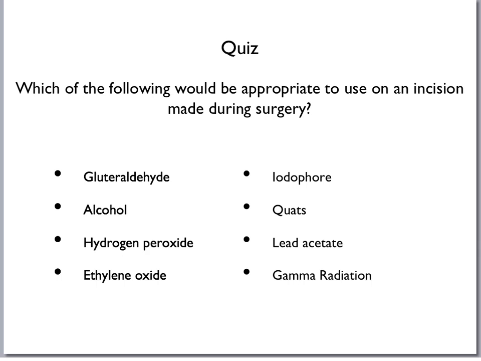Okay, so last quiz on this section. Which of the following would be appropriate to use on an incision made during surgery? Glutaraldehyde, alcohol, hydrogen peroxide, ethylene oxide, iodophore, quats, lead acetate, or gamma radiation? So I'll give you a few seconds to come up with an answer to that.